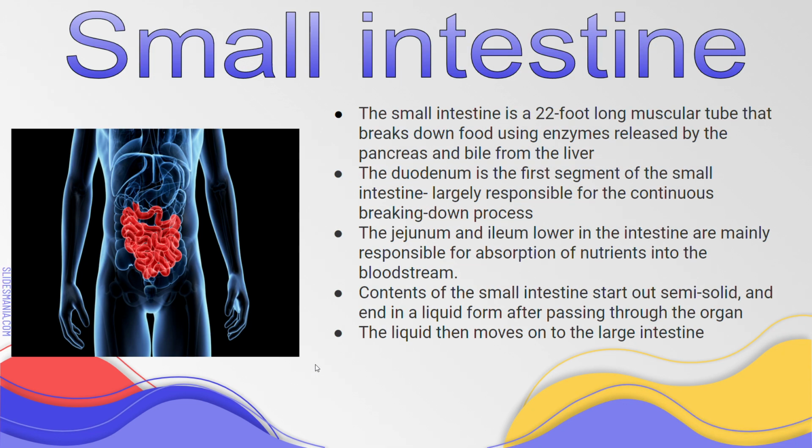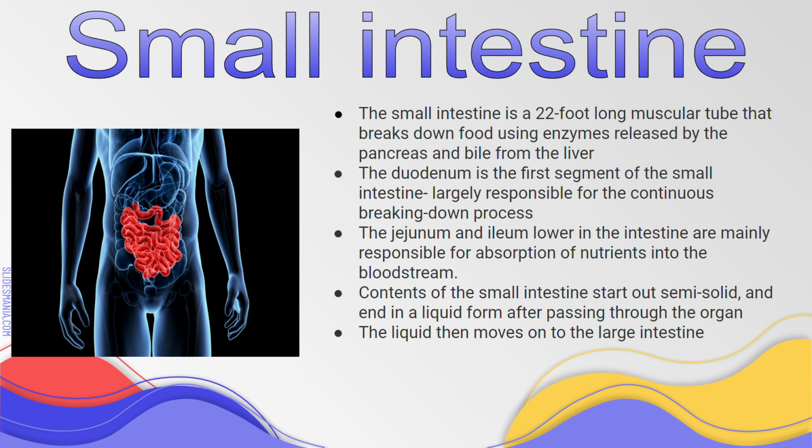So now let's talk about the small intestine. So your small intestine is basically a 22-foot long muscular tube that breaks down food using enzymes that are released by the pancreas and bile from the liver. So clearly 22 feet, not very small. The duodenum is the first segment of the small intestine and is largely responsible for the continuous breakdown process.